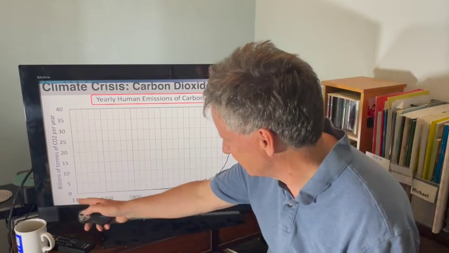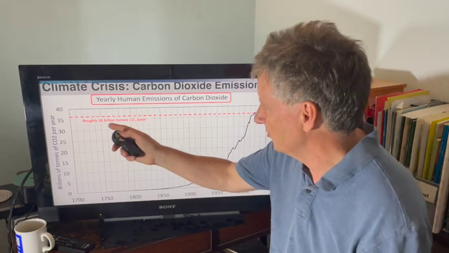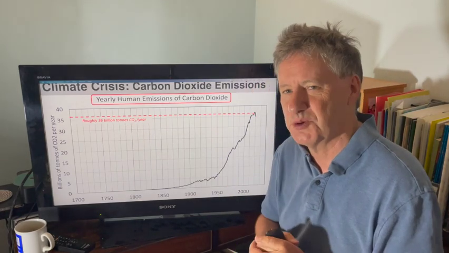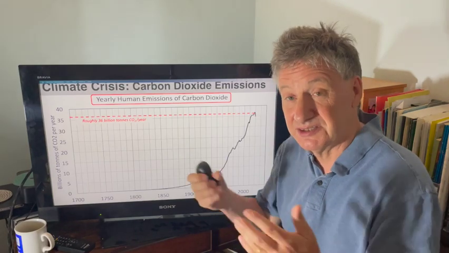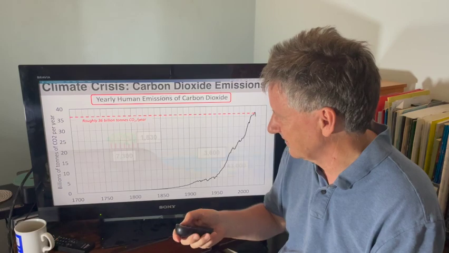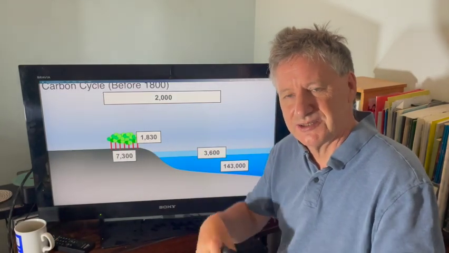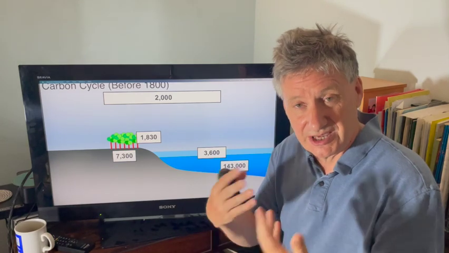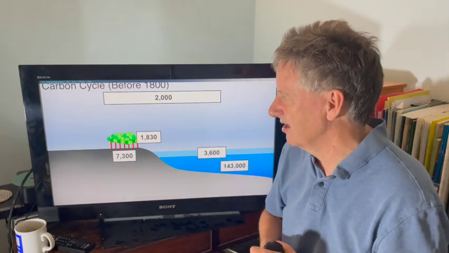And this is again from 1700 up to the present day. And you can see that roughly now we're putting 36 billion tons of carbon dioxide into the atmosphere every year, which is a tremendous amount. So let's take a look at that in the context of the amount of carbon dioxide that there is trapped in different places on the Earth.